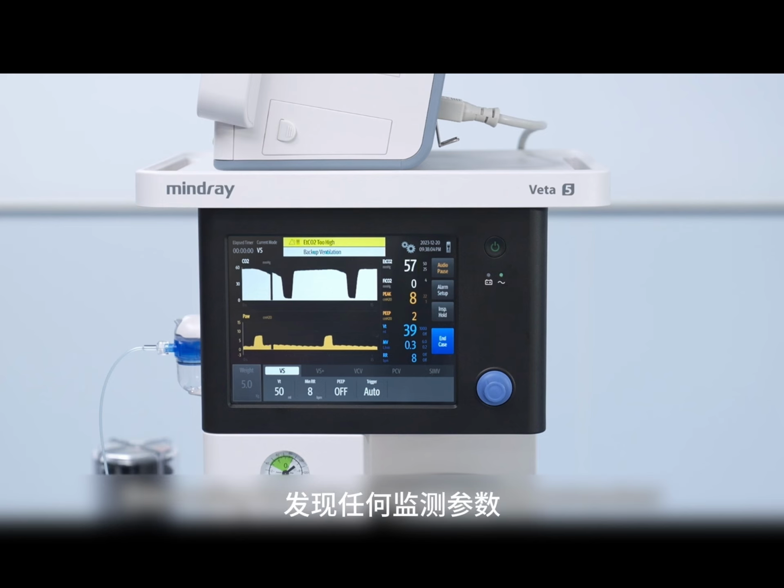Discovering that any of the monitored parameters are outside of the normal range doesn't mean that it should be treated automatically. The decision whether or not to treat any condition and how to treat it can be a sophisticated process.